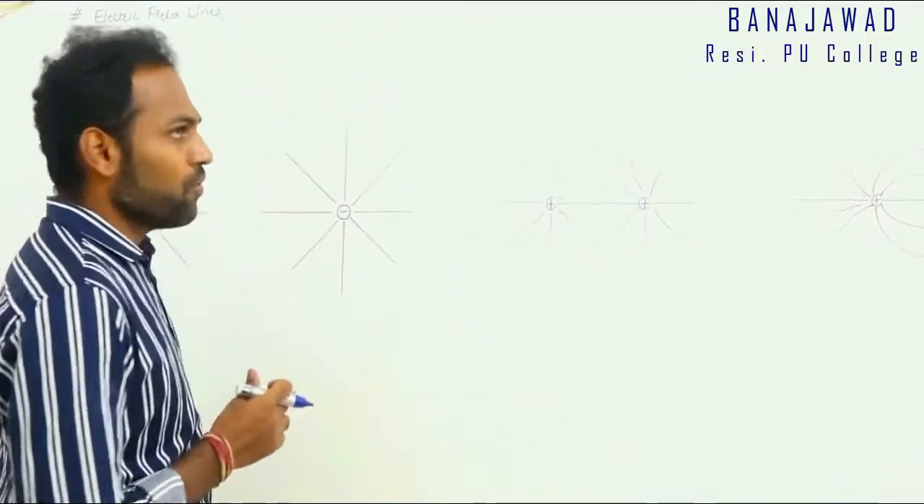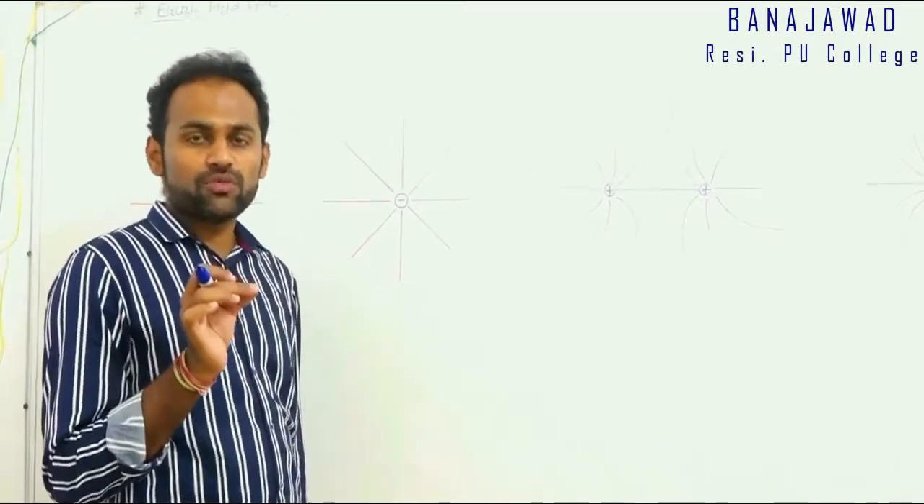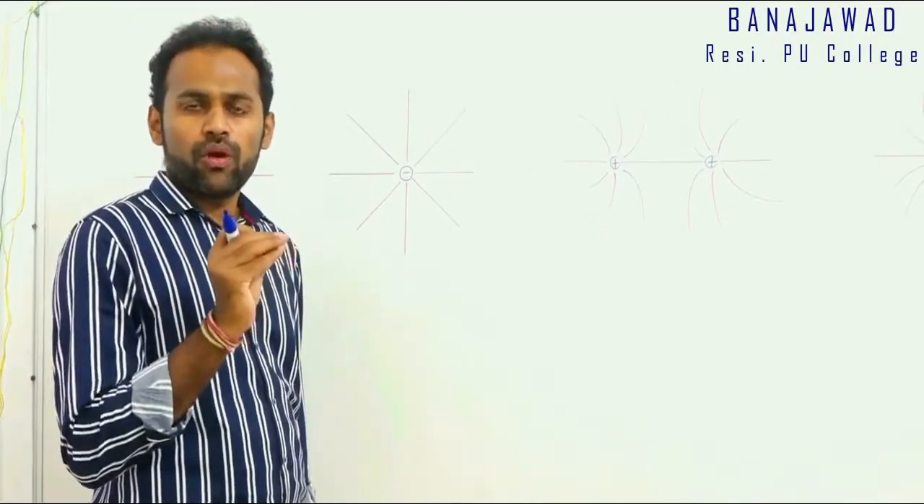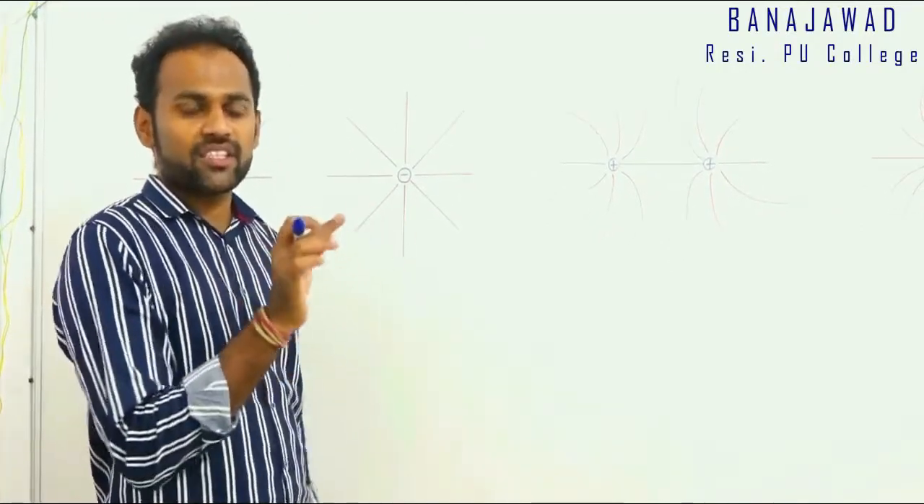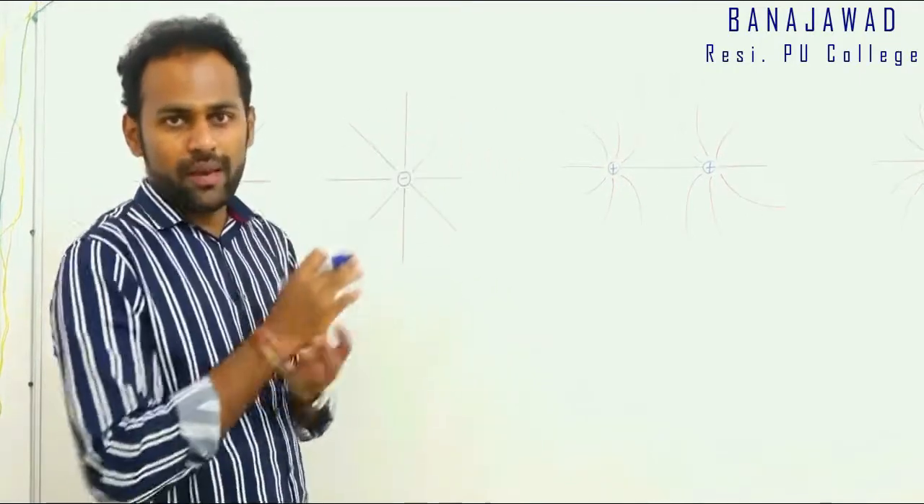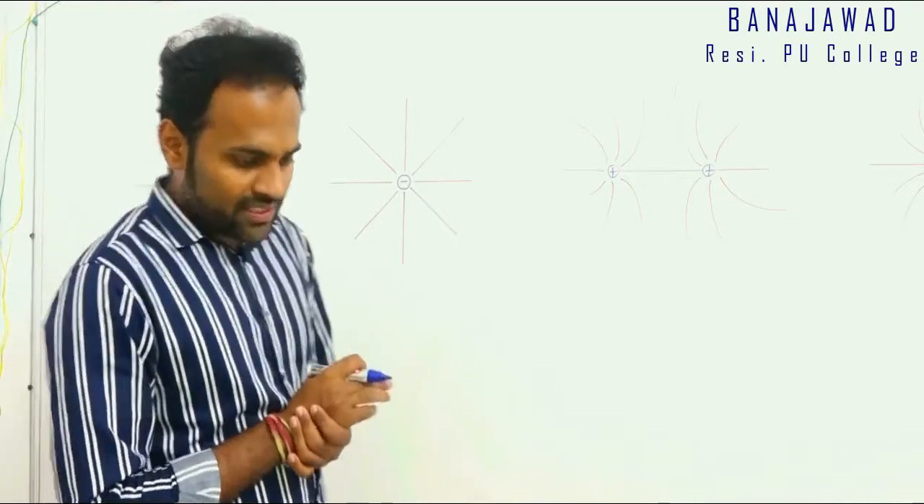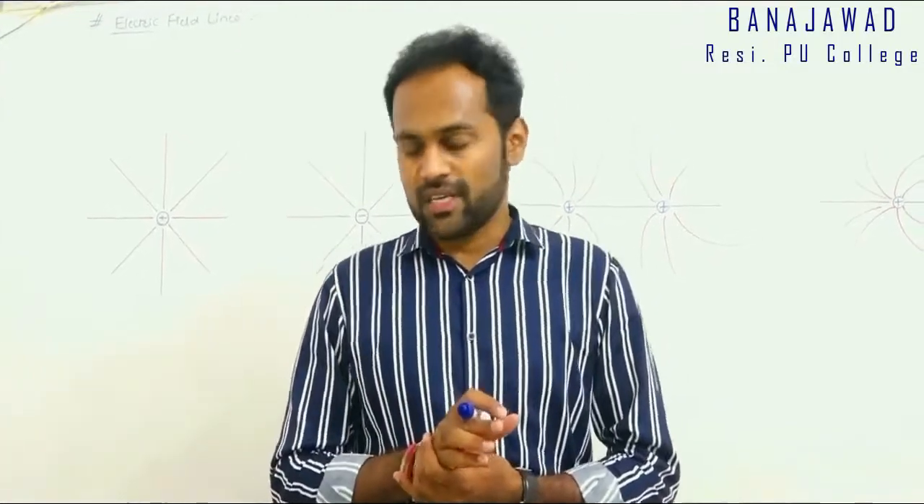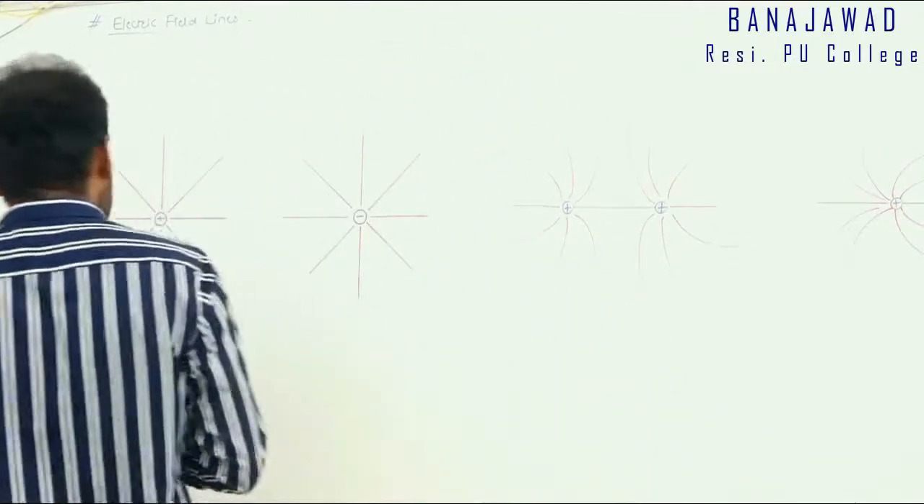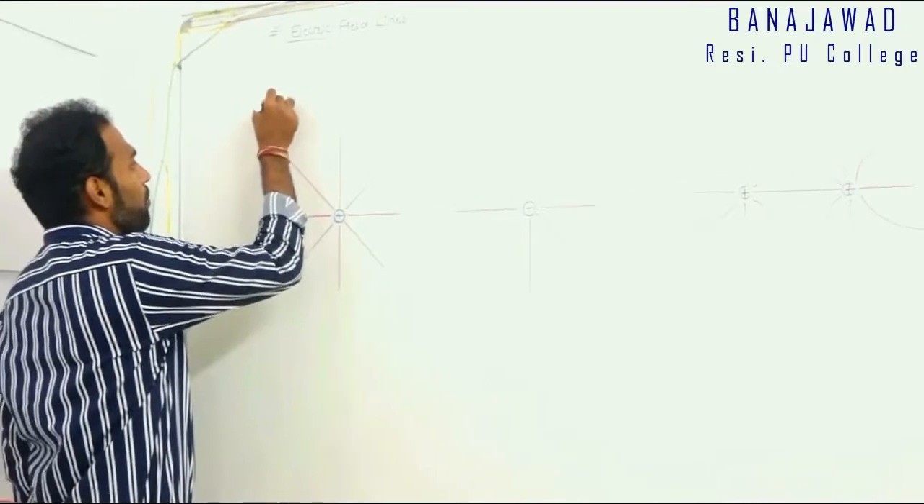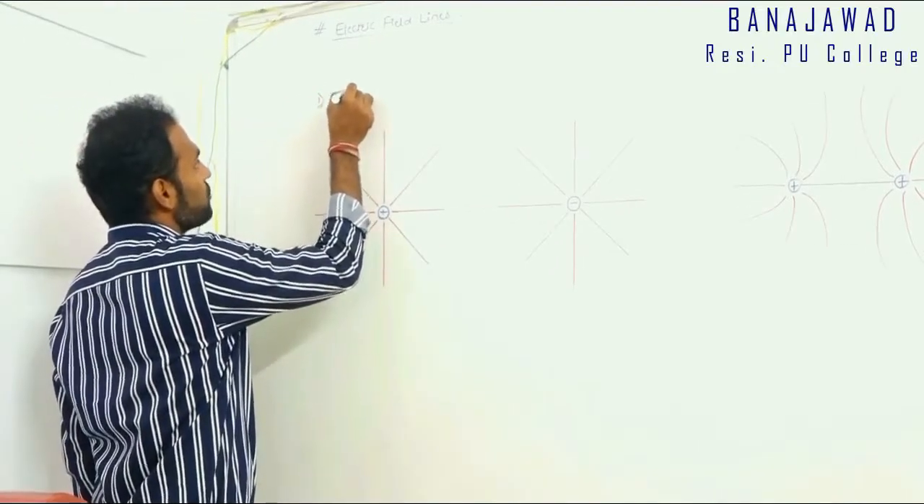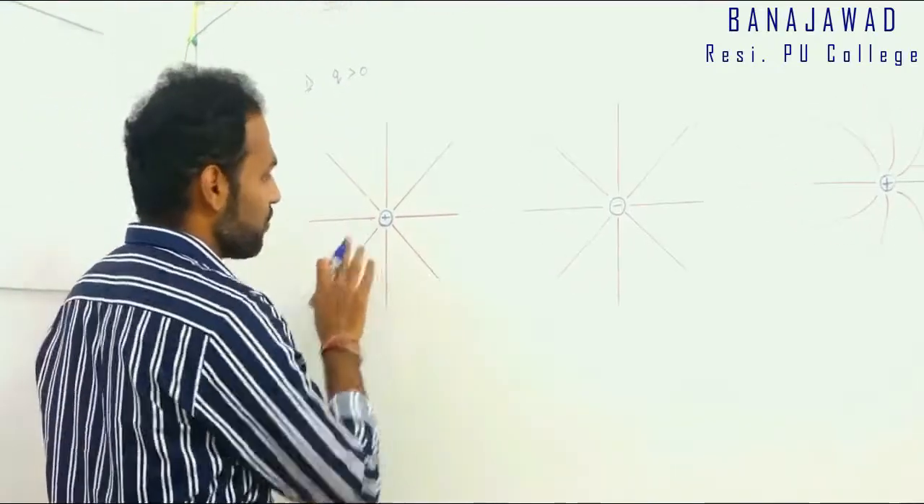So when a small positive charge is left free to move, and if it starts moving in a certain direction, in that direction we have to draw an imaginary line which is called electric field lines. So let us see how to draw the electric field lines for different types of charges and different arrangements of the charges. See, electric field lines for a positive charge means greater than 0. Here is the positive charge.